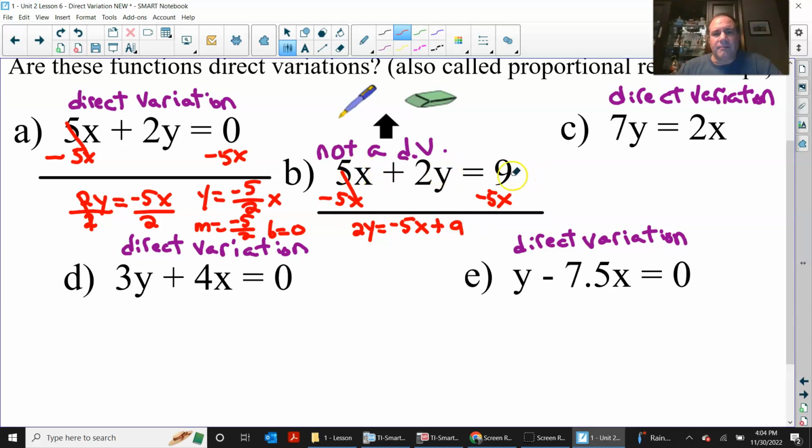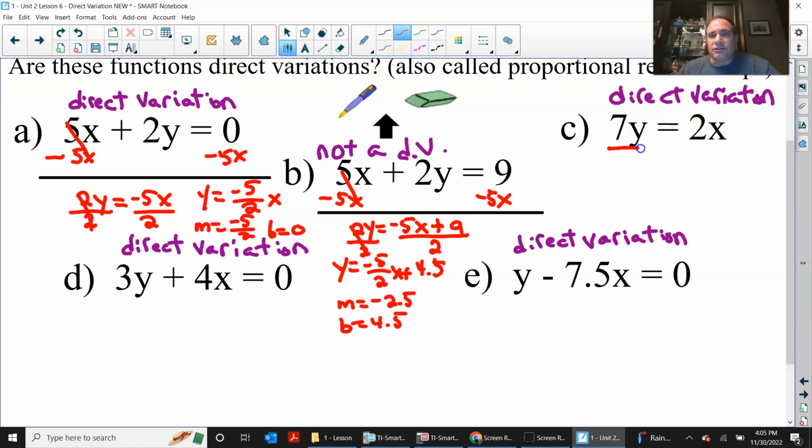When you see all three numbers and not one of them is 0, you know it's not going to go through 0, 0. You have a y-intercept that is not 0. You have negative 5 over 2x and then plus 4.5. So the slope is negative 2.5, and the y-intercept is 4.5. Not a direct variation. So far, I'm 100%. This is a direct variation. You have only y and x. To solve for y, you would have to divide by 7. You get y equals 2 over 7x.